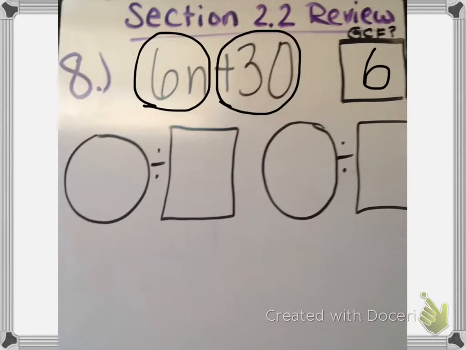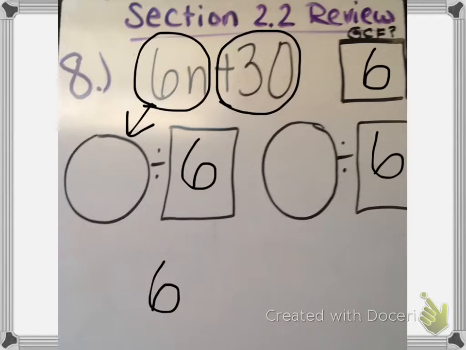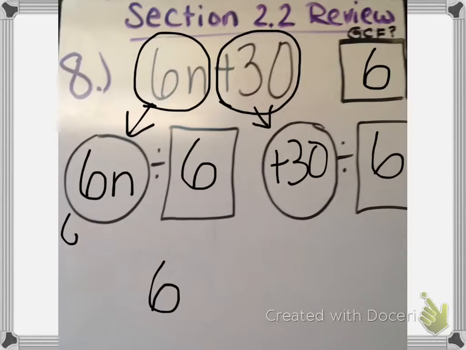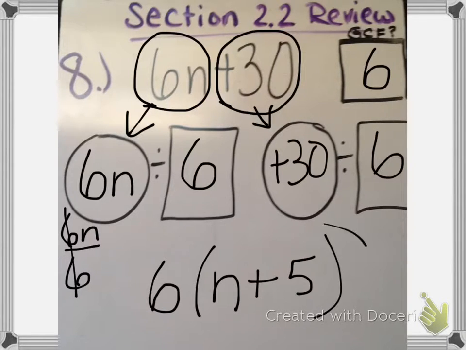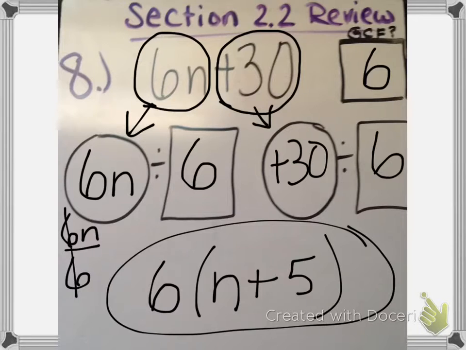So I'll put that in the box. And we now know that that is going to be in our answer outside of the parentheses, and it's also the box we divide by. Now we bring back down our terms. So we have 6n, and we have a positive 30. 6n divided by 6, the 6's cross out, and that just leaves n. A positive 30 divided by a positive 6 is a positive 5. So your answer is 6 times the quantity of n plus 5.